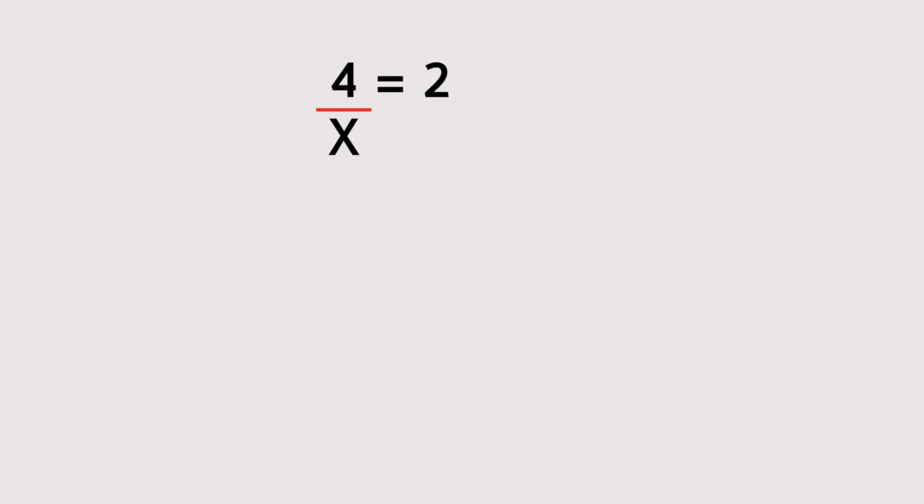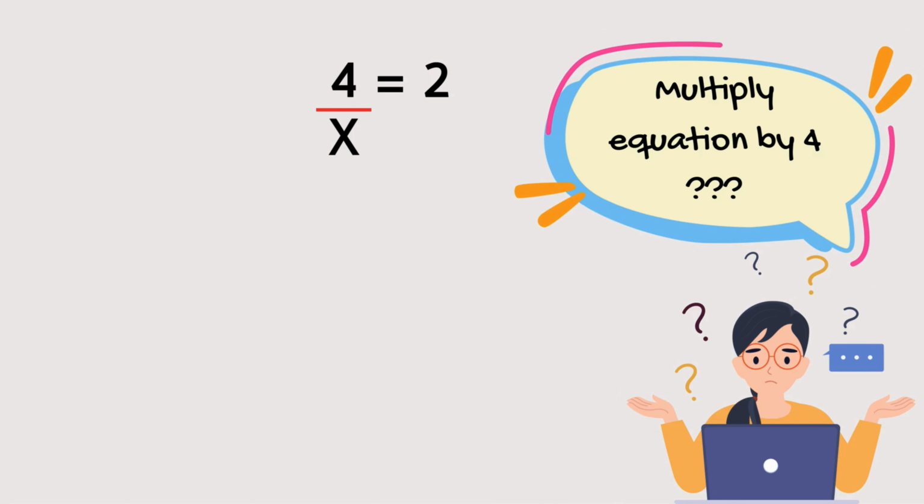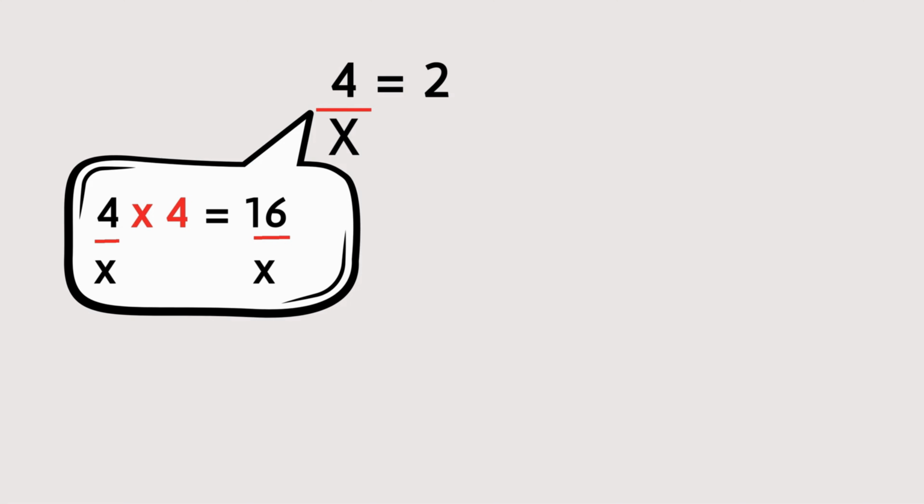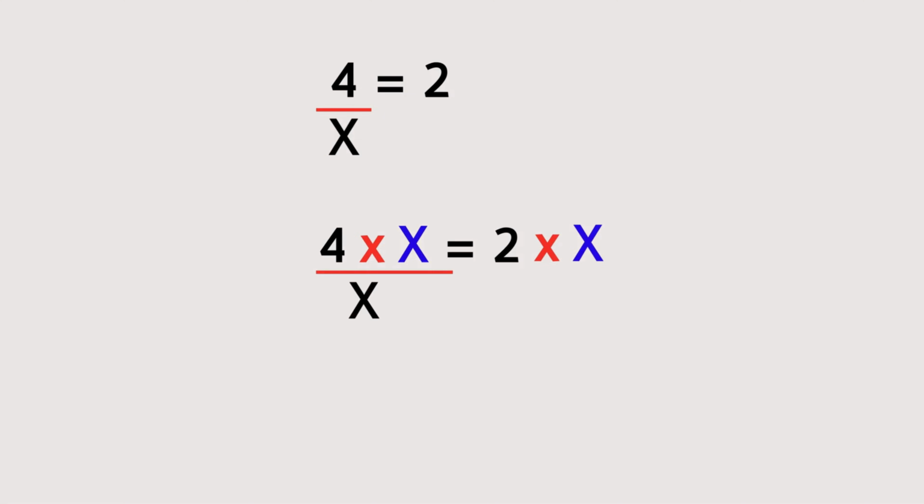At first glance, it may seem like we should just multiply both sides by 4, but that won't quite work. If you multiply both sides by 4, you'd end up with 4 times 2 on the right side equal 8, but that doesn't help isolate x on the left-hand side. Instead, we get 4 times 4 divided by x, which comes out to be 16 divided by x. So what do we do? Instead of multiplying by 4, we multiply both sides by x.